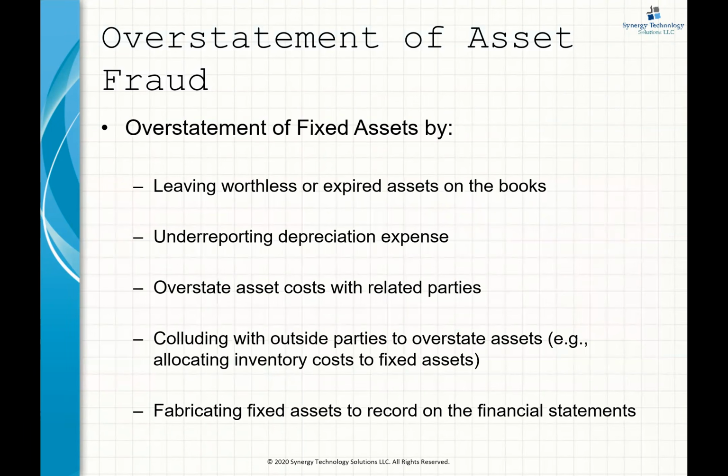Overstatement of fixed assets by leaving worthless and expired assets on the books, under-reporting depreciation expense, overstating asset cost with related parties, colluding with outside parties to overstate assets. I told you about the telecom industry. At one point, these 4 or 5 companies were almost each helping the other. Fabricating fixed assets to record on financial statements.